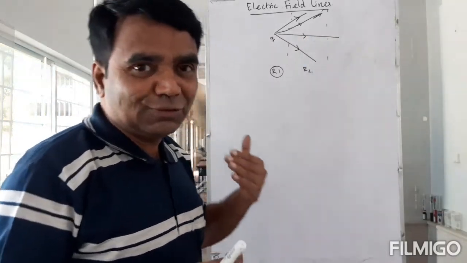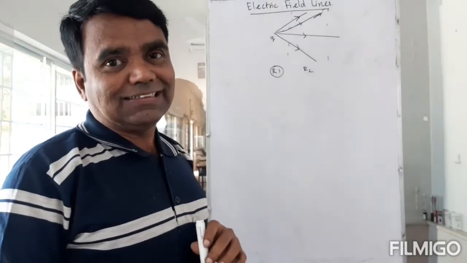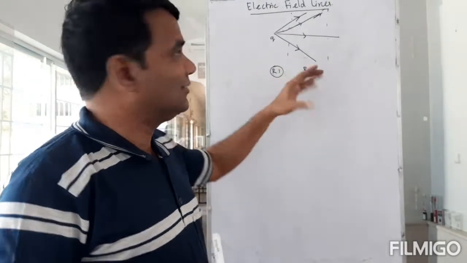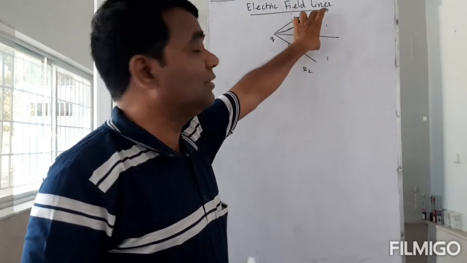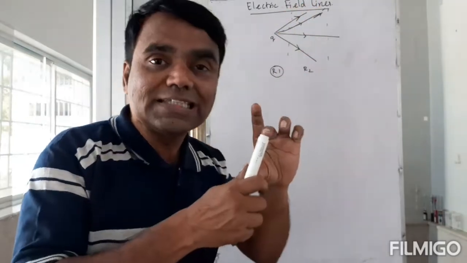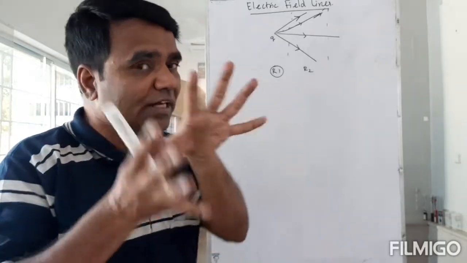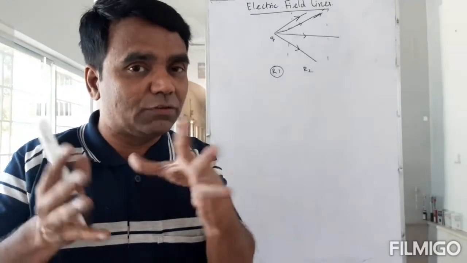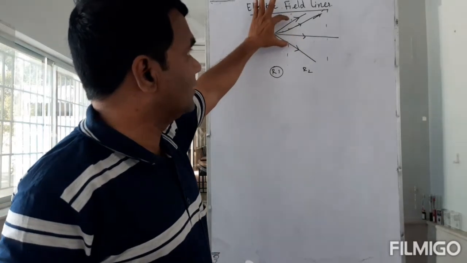So you can see the density of the lines. Here you have more lines for the same length, and here you have fewer lines for the same length. So that kind of gives you an idea as to where the field is stronger and where the field is weaker. Clearly the field is stronger here because you have more lines per length, or area.